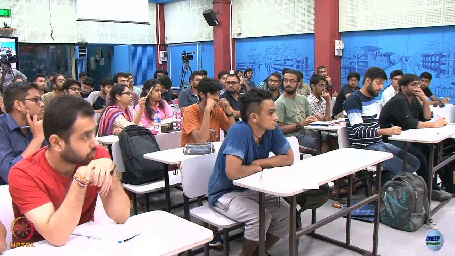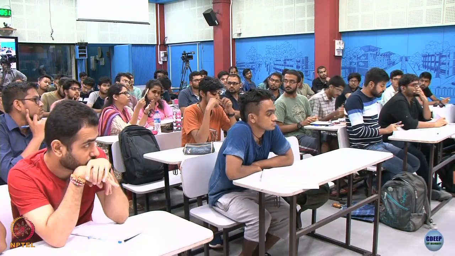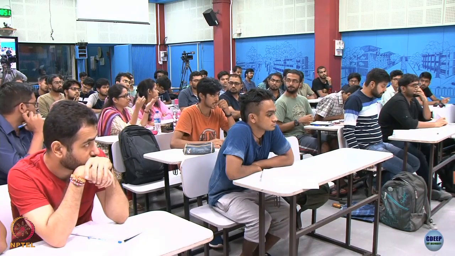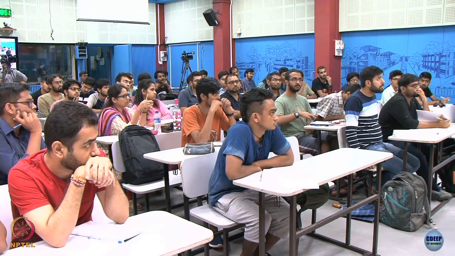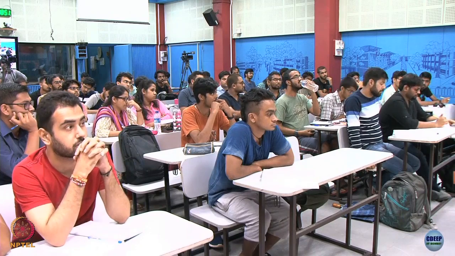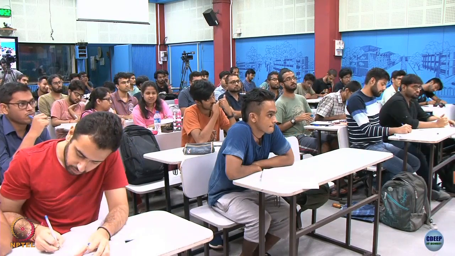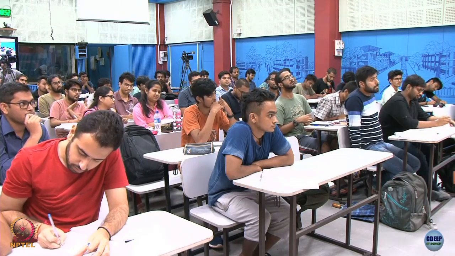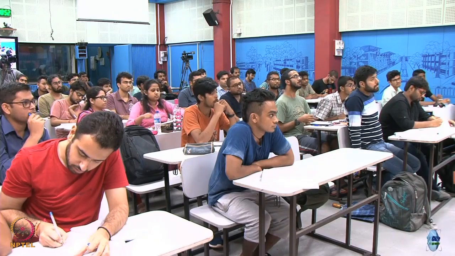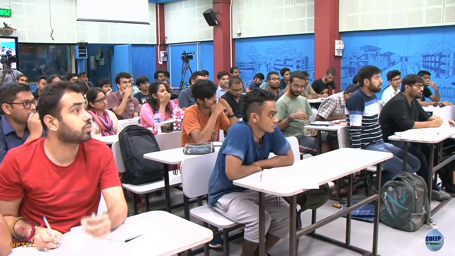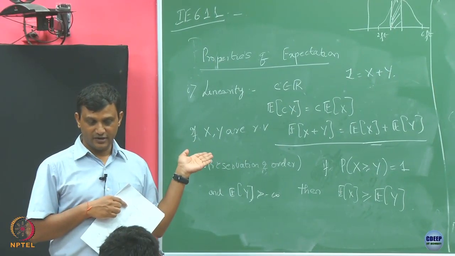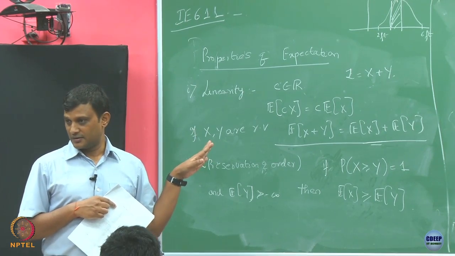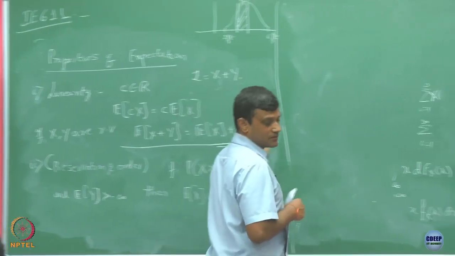Right, so x and y should be two random variables on the same probability space. Yeah, this is what I have taken here. And by the way, this property is a bit more general than that. You can see that x and y here do not necessarily need to be defined on the same probability space. Even if they are defined on different ones, this should be satisfied. But we have not yet checked that.